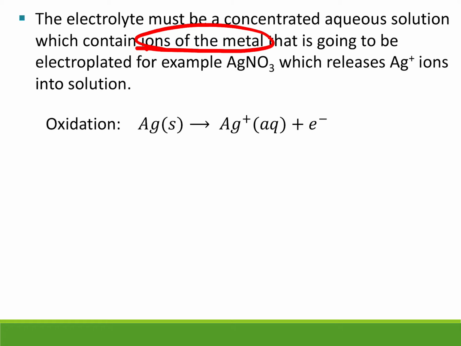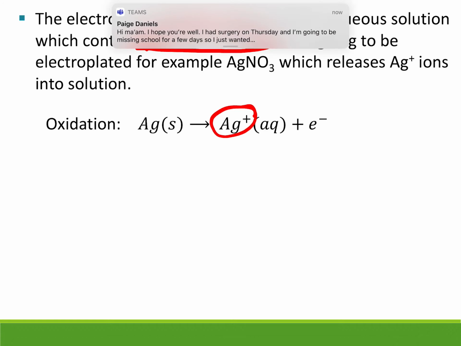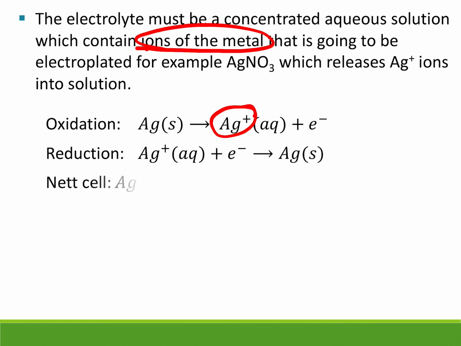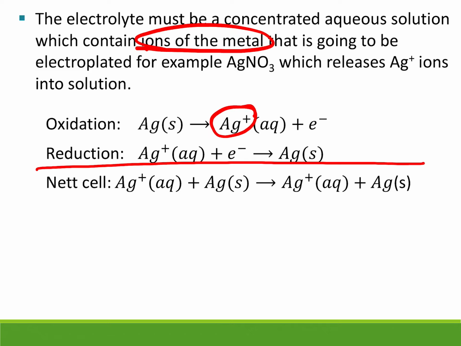So what happens? At the anode, okay, the silver gets oxidized. So the silver anode gets oxidized, creates silver cations. Those cations then move to the cathode. When they move to the cathode, they then gain an electron. Okay. When they gain an electron, they go back to silver. When they're back to silver, it's been plated.